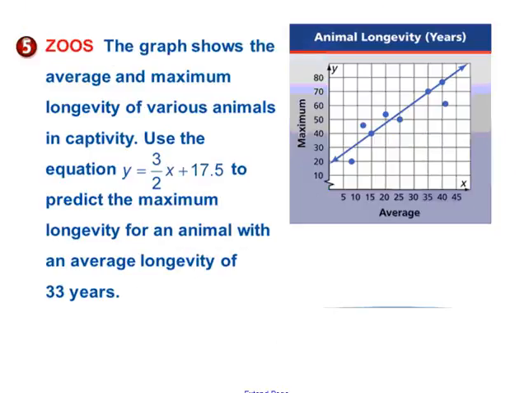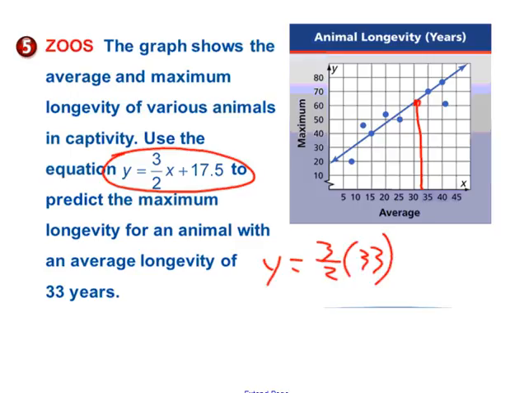All right, the graph shows the average and the maximum longevity of various animals in captivity. Use the equation, they give me the equation here, to predict the maximum longevity for an animal with an average longevity of 33 years. In other words, 33 years up to this line, but instead of using the graph, we're actually going to use the equation. So we're going to say y then is equal to 3 over 2 times 33 years, which is the number we're plugging in for the average, plus 17.5.